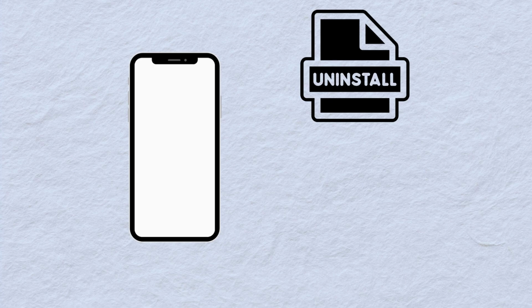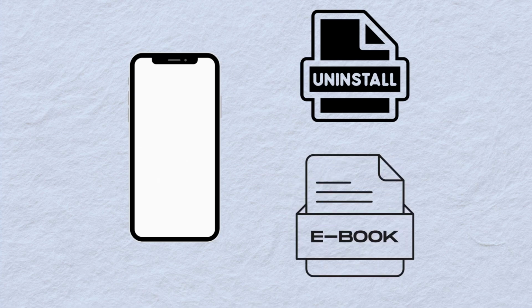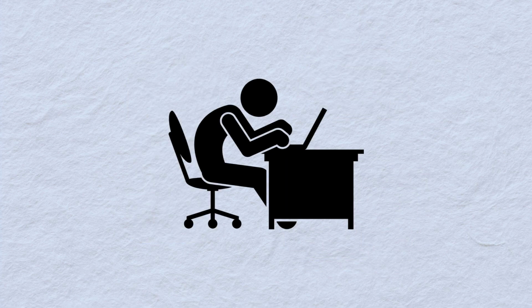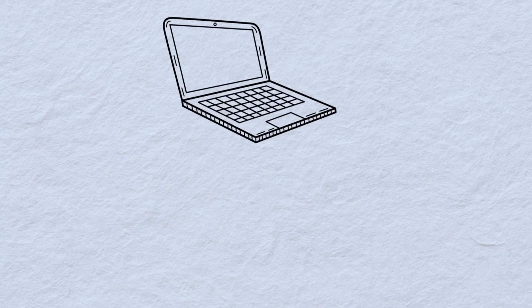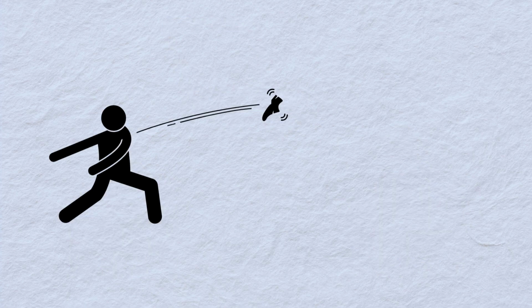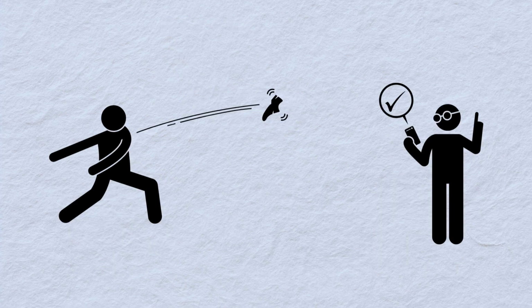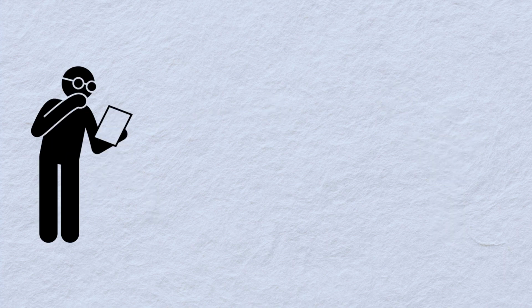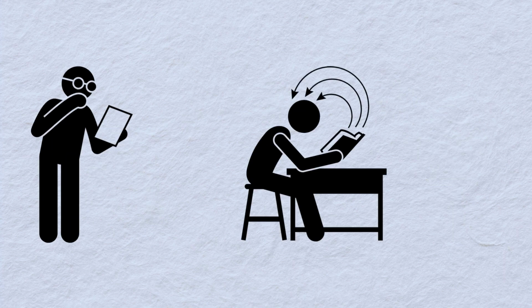Replace them with tools that support your growth, like note taking apps, ebooks, or meditation tools. Make your digital environment reflect who you want to be. When your tech feels like a tool instead of a trap, everything changes. You don't need to give up your phone, you just need to make it work for you, not the other way around. At the end of the day, your attention is one of the most valuable things you own.